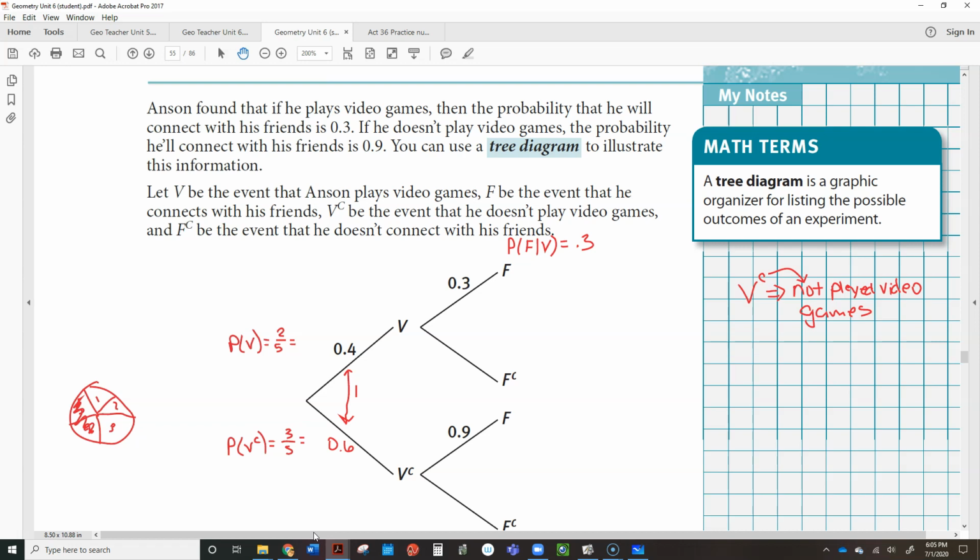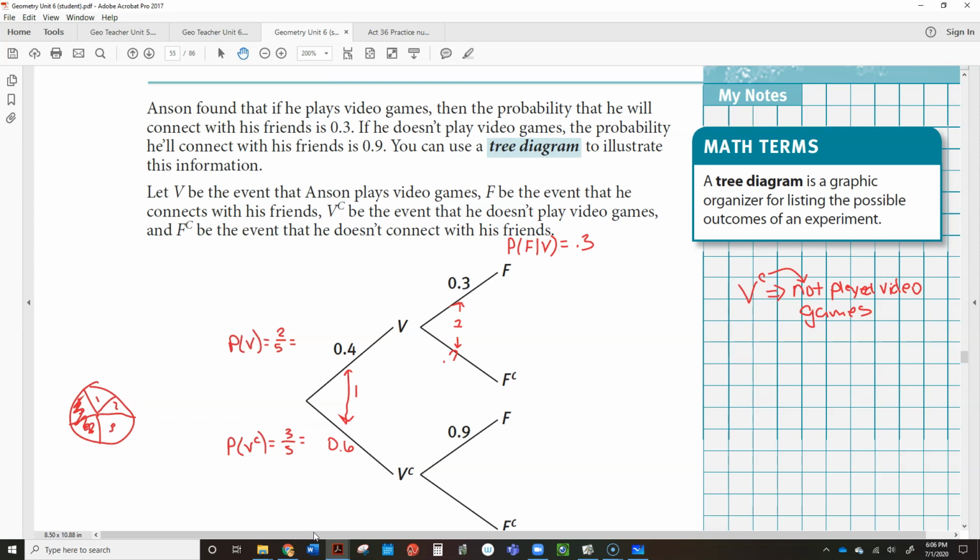So if you remember the two outcomes, after he plays video games, the probability that he's going to connect with friends is 0.3. So the probability that he's not going to connect with friends is, what else do I need? These two have to add together to be 1. So what does this have to be? 0.7. And this is given information. I didn't calculate it from the spinner. It was provided. You will have to be given this information.